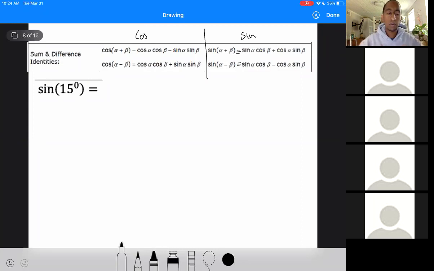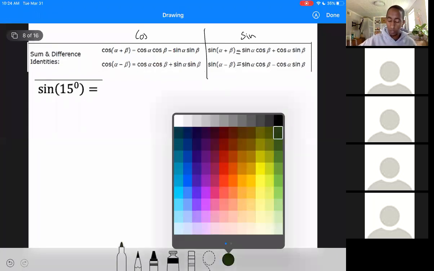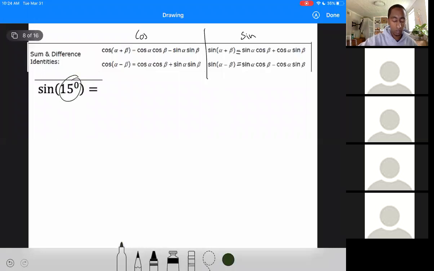Okay, so let's say we want to find what sine of 15 is equal to. Basically, instead of sine of 15 degrees, we can express it as sine of some angle that we know plus some other angle that we know that equals 15. Or we can express it as sine of some angle that we know minus another angle that we know equals 15. So what do I mean by that? If we think about the unit circle, right?